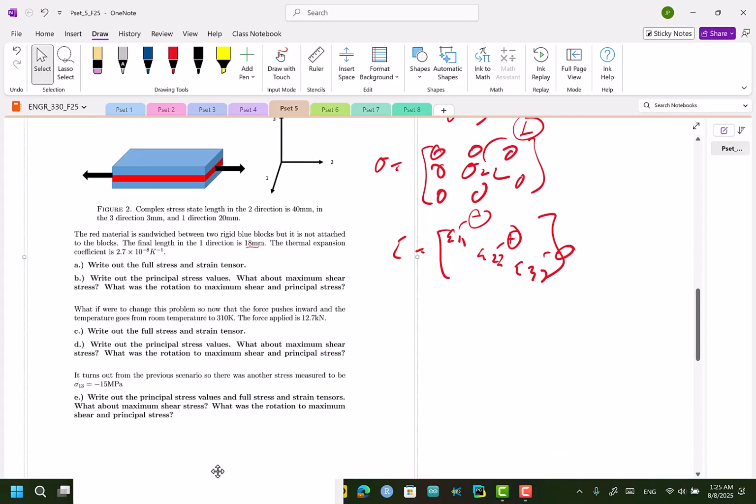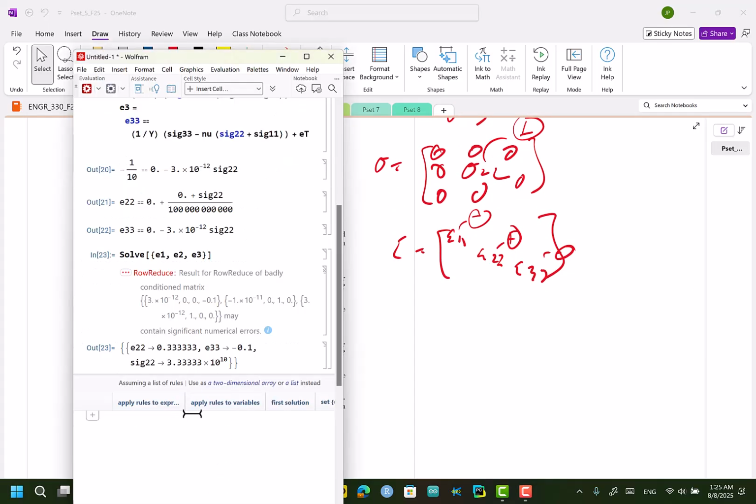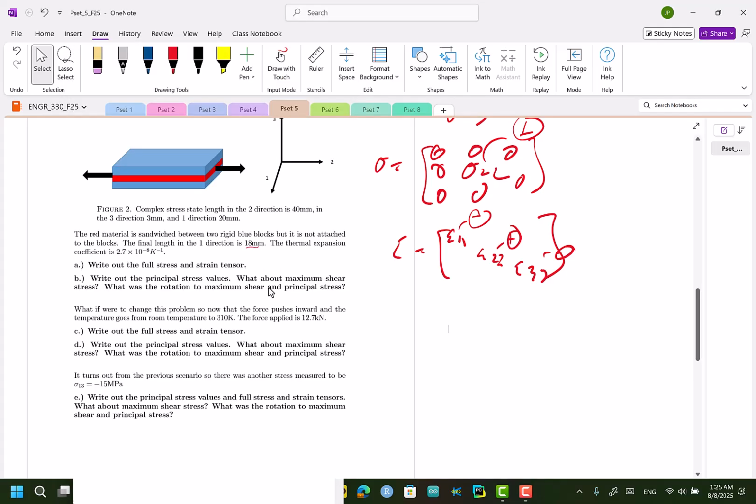Write out the principal stress values. So are we in a principal stress state? Yes, we are indeed. So we are in a principal stress state. What about maximum shear stress? So maximum shear stress, we can do this multiple ways.